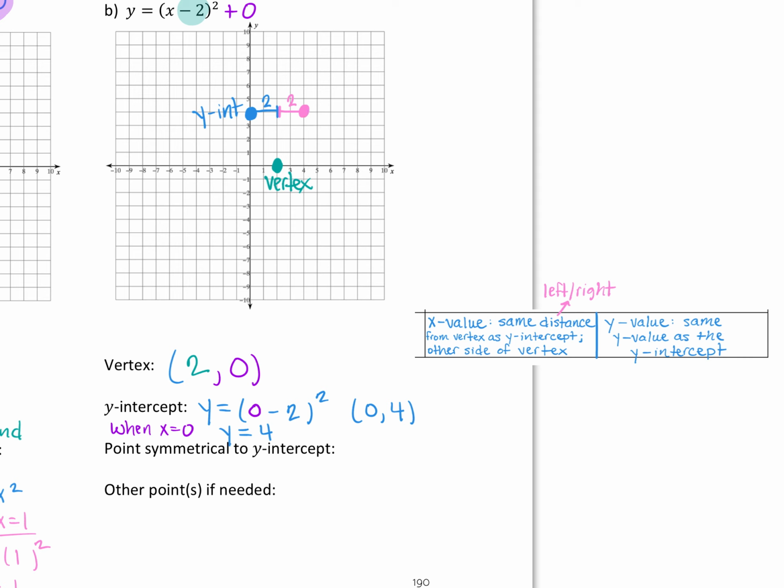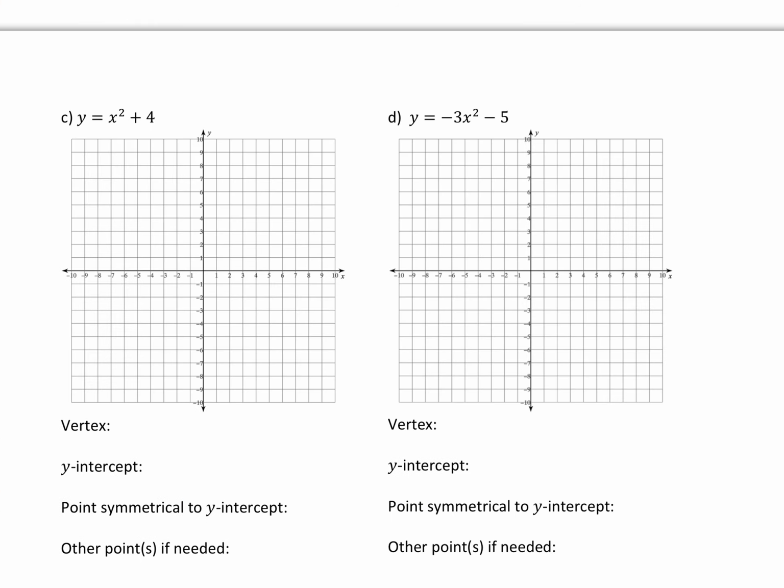So 4, 4. And then because we already have 3 points, we don't need other points, so we can just say this is none, or you can put not applicable, or don't need, and then you graph it. Remember, it has to be U-shaped, don't do V-shaped. All right, let's skip example C for now and come to example D.